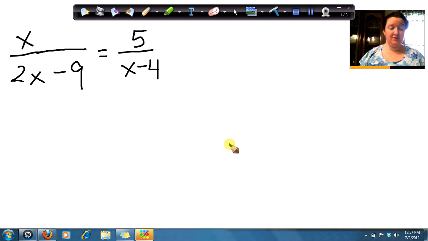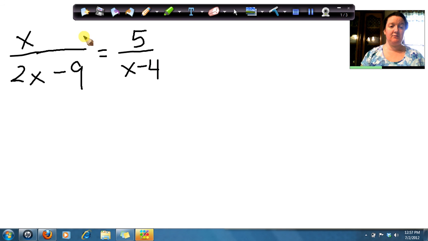Good afternoon and welcome to cross-multiplying problem type 3, where we're going to come up with two different answers for each of our sets of ratios. So first we have x over 2x minus 9 equals 5 over x minus 4.